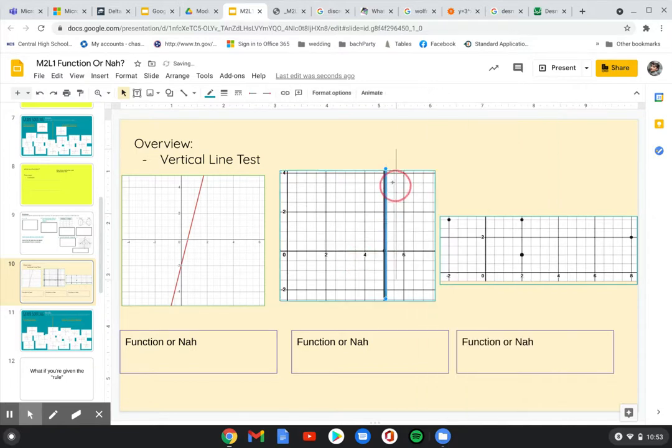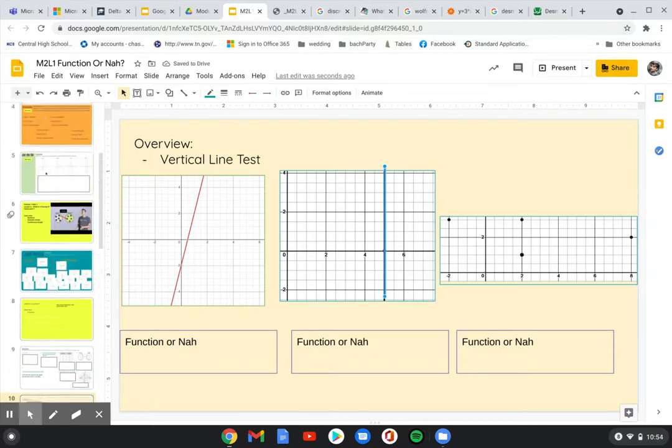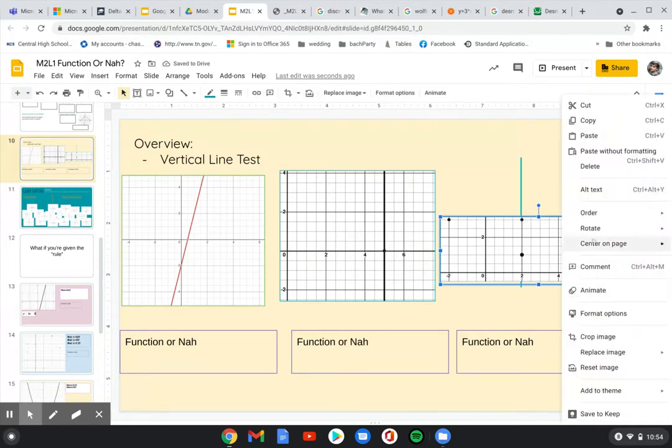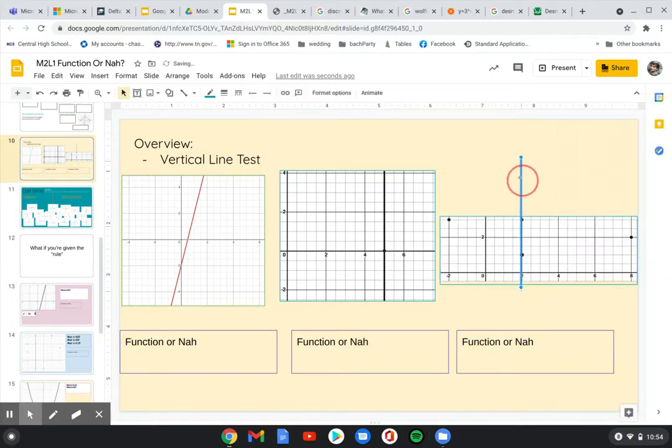All right. So does this pass the vertical line test? No. This will make sense if you watch that function or not video. It can only be a function if you use this vertical line and it only passes through one point at a time. Otherwise it would be not a function. This one would be not a function because if I have that there, it goes through two points.